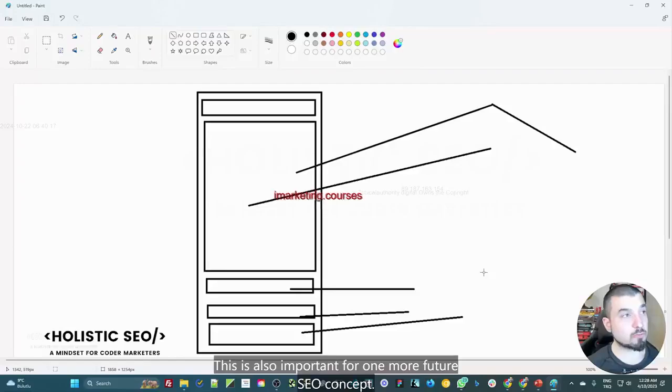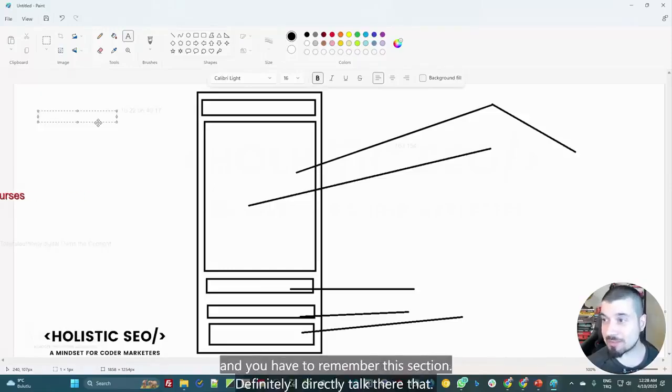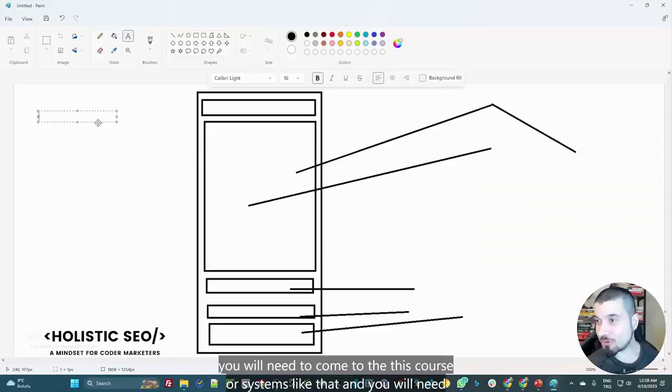This is also important for one more future SEO concept. If you have listened to my side speech, you should remember this section. Definitely, I made the point there that the future of SEO is about taking knowledge bases, improving knowledge bases, creating knowledge bases, and verbalizing them. Once you verbalize them, you will need to come to this course or systems like that, and you will need to understand how to organize information.